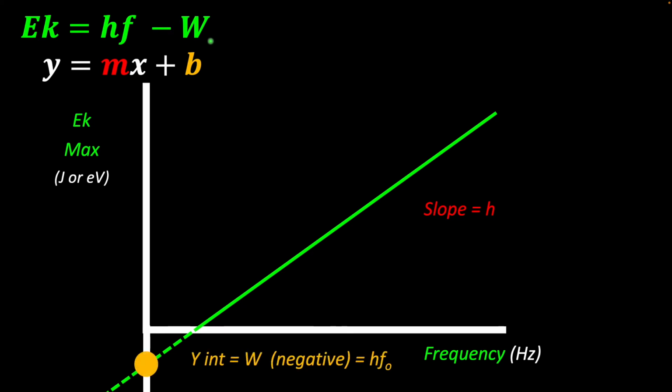So that point right there, the y-intercept, would represent our negative work function, and we saw before that this is equal to h times f0. So we can get those two pieces of information, the slope and the y-intercept.